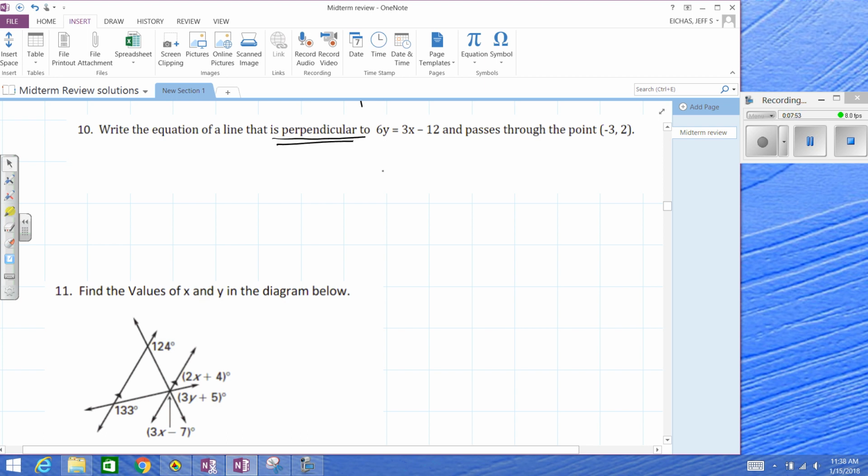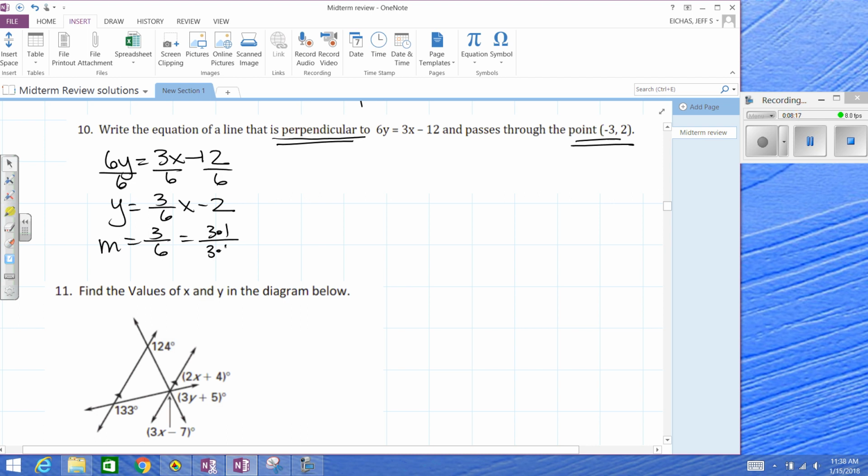perpendicular. Okay, and passes through this point. So we're going to do a couple things here. First off, here is the original line. You don't have to graph this one. You just have to get the slope from it. So we're going to solve. We're going to divide everything by 6. Y equals 3 over 6x minus 2. So the slope of this line is 1/2. Okay.